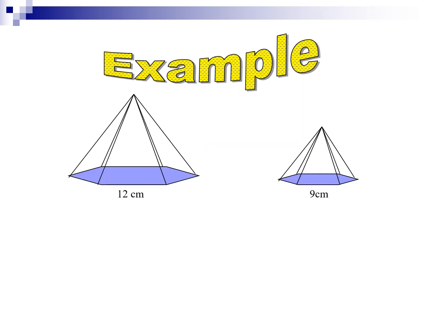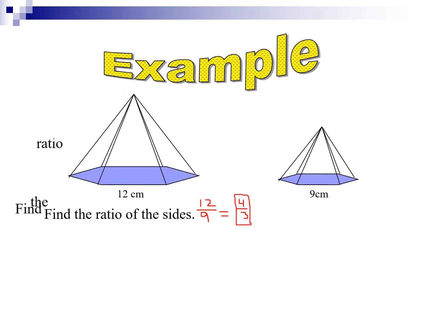All right, let's do another example with these hexagonal pyramids. Let's find the ratio of their sides. And there we have 12 over 9, always reduce. 4 over 3. Let's find the ratios of their surface area. Again, the theorem says you can just square your answer. So 16 over 9.